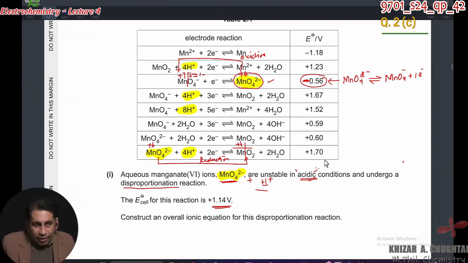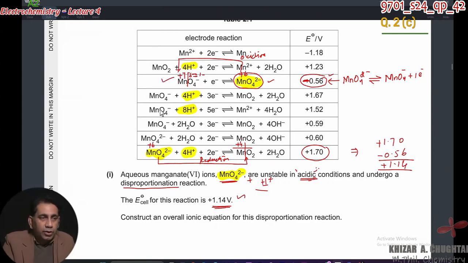Now, to check whether I have selected the correct equations, this is the one answer, this is the second answer. I'm going to add these two numbers. So plus 1.70 and minus 0.56. What is the answer? Is it plus 1.14? And yes, it is. So yes, I have chosen the correct equations. One is this equation, the other one is this equation.